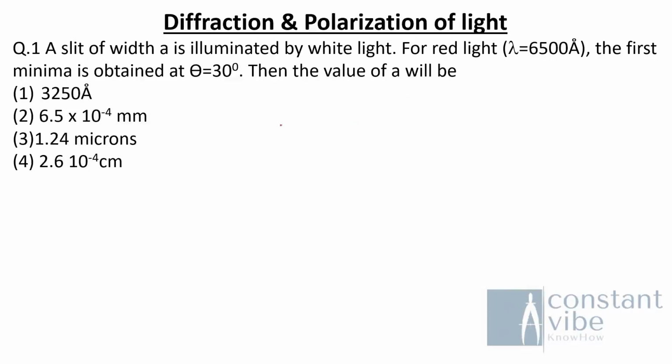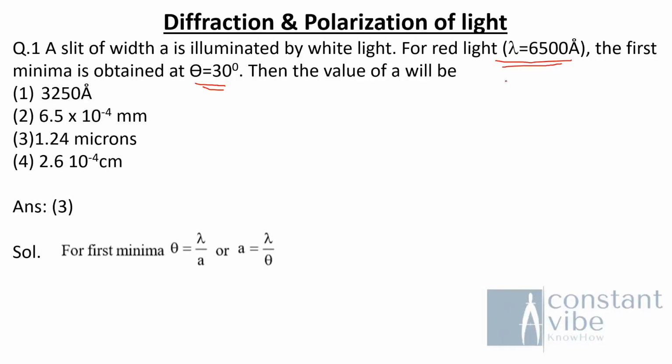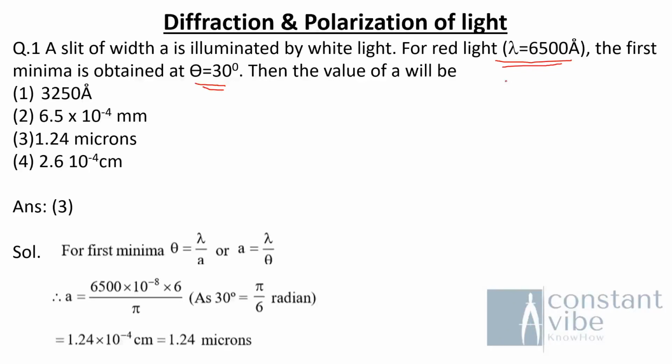So here, what are the provided things? Theta is provided and the red light wavelength. Using this we have to find the answer. Here the answer is the third one, 1.24 microns. Let us see how.